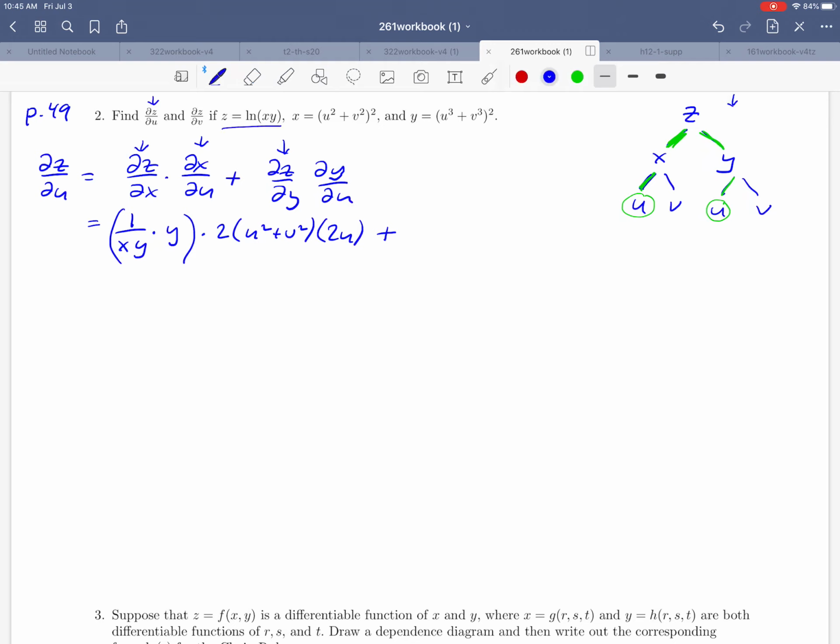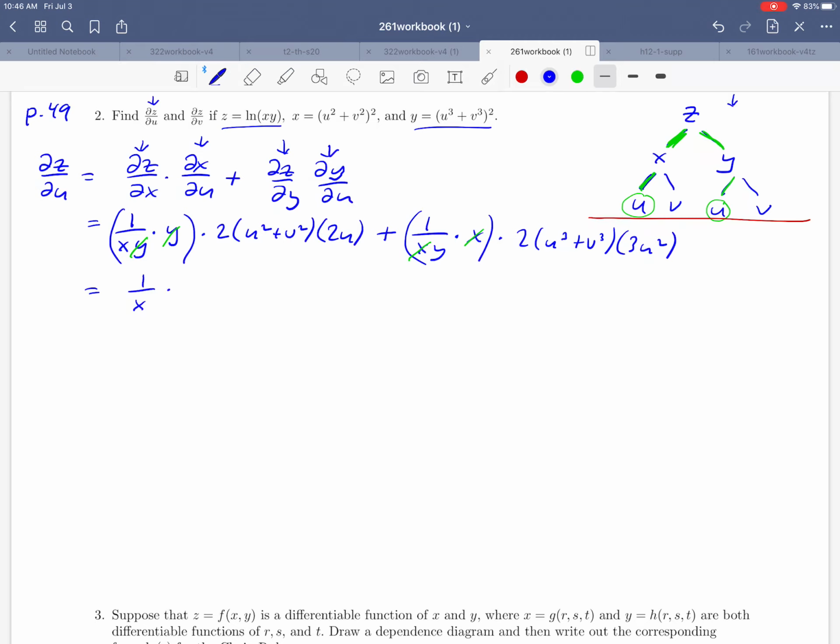The first derivative that we need is the derivative of z with respect to y. That similarly is just going to be 1 over xy this time times x. And the derivative of y with respect to u is going to be 2 times u cubed plus v cubed to the first times 3u squared. We can do a little simplifying with that. Notice that there's a y that cancels and an x that cancels, and so we get 1 over x.